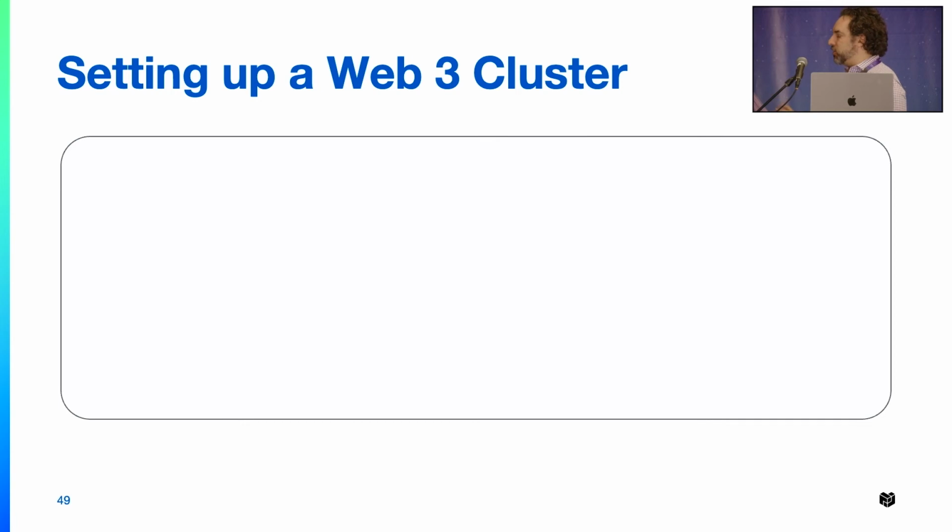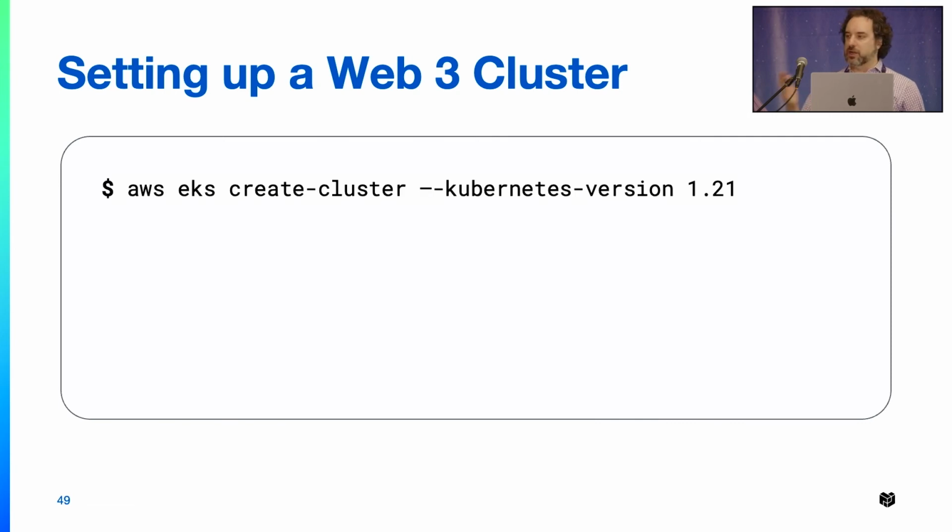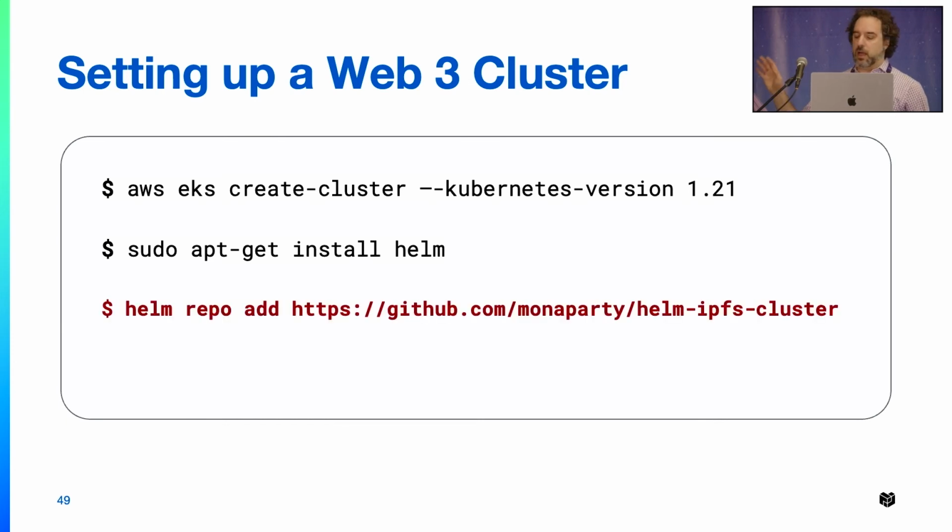So I showed how to set up a Web2 cluster before, a whole web e-commerce shop. In order to set up, for example, your own IPFS cluster, you can do that too. Here you can see I'm going to create a Kubernetes cluster on AWS. Here I'm going to install Helm on it. There are actually already Helm charts out there for deploying an entire IPFS cluster. I just searched for this one.